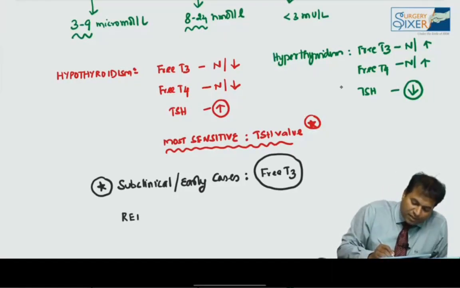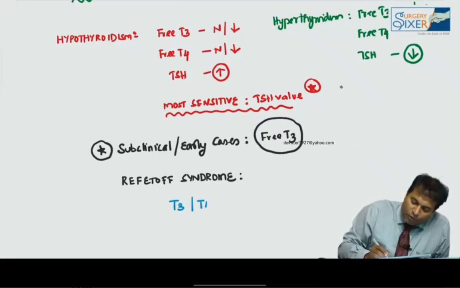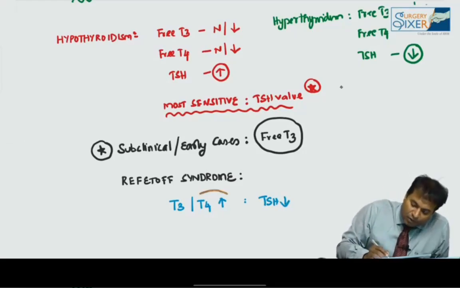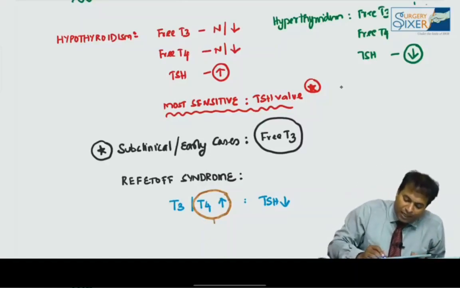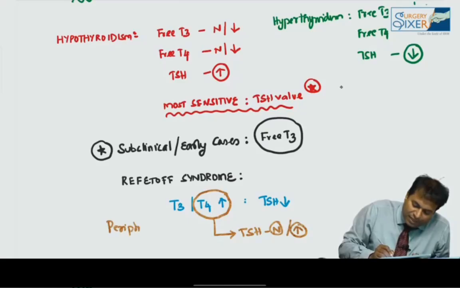And I want you to know what this syndrome is, known as Refetoff syndrome. What is Refetoff syndrome? I told you, whenever T3 or T4 is increased, automatically what will happen to TSH? It should decrease. So Refetoff syndrome is a syndrome in which, in spite of increase in T4, TSH is normal, or sometimes even increased. This is known as peripheral T4 resistance syndrome.